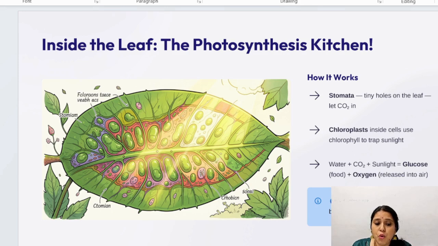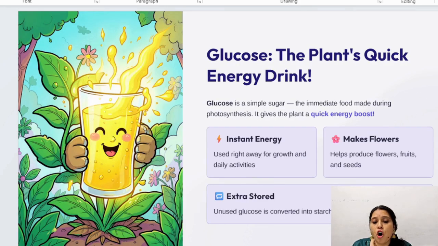Now let us move on to the end products formed during the process of photosynthesis. Glucose is the first food made during the process of photosynthesis. Now just think of glucose as an energy drink.